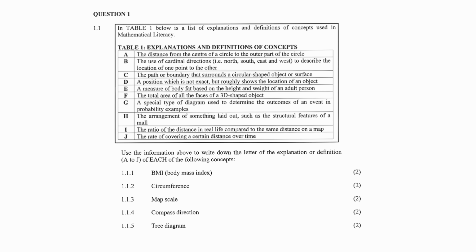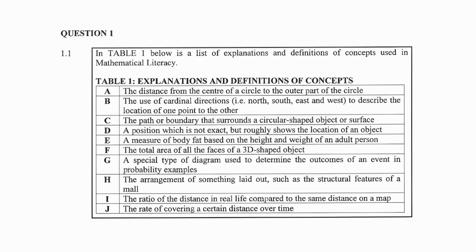Question 1.1 consists of 5 questions designed to assess your general knowledge of measurements, maps and plans, and probability. You are given a table that lists the explanations and definitions of concepts used in mathematical literacy. You will have to use the information in the table to write down the letter of the explanation or definition of each of the following concepts.